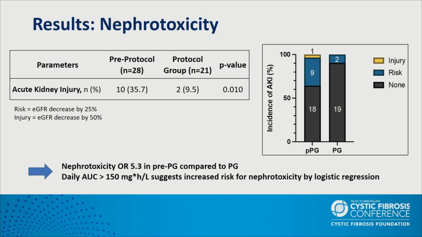And the odds ratio for nephrotoxicity in patients that received monitoring based on the protocol adjusted for time of undetectable levels of 2 to 6 hours was 5 times higher than those who are monitored for AUC. With further logistic regression analysis, we identified that a daily AUC of greater than 150 was a significant risk factor for nephrotoxicity.